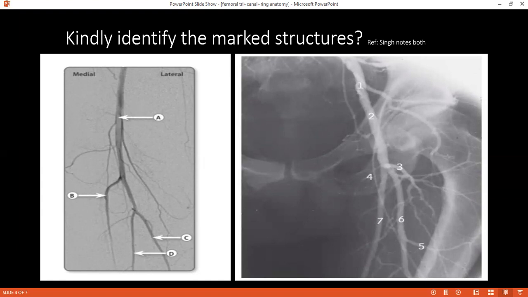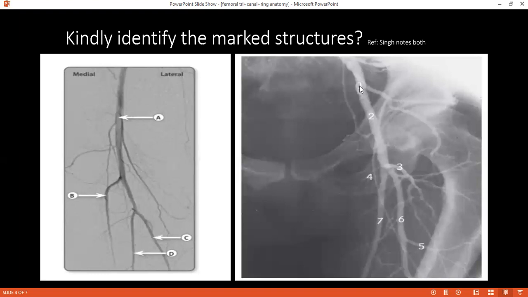and forms the popliteal artery. Okay, can you please identify the structures given in the picture on the left-hand side and then on the right-hand side, please? What is A, please? A is the femoral artery and popliteal. What image is this? It's an angiogram of the lower limb.